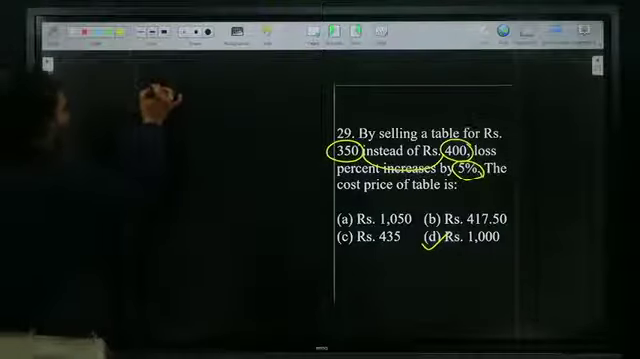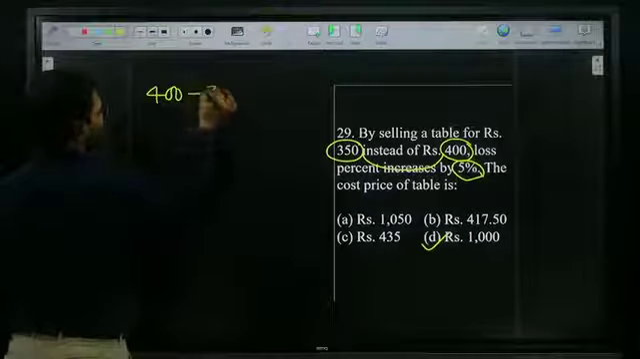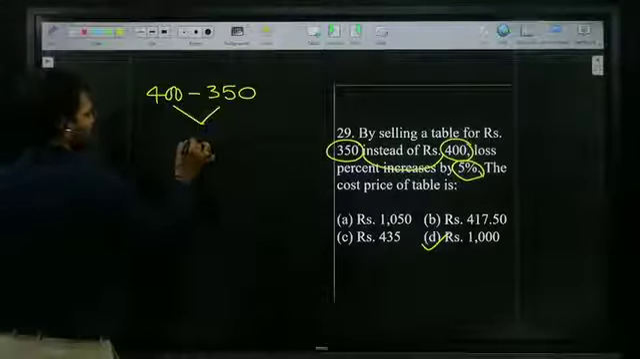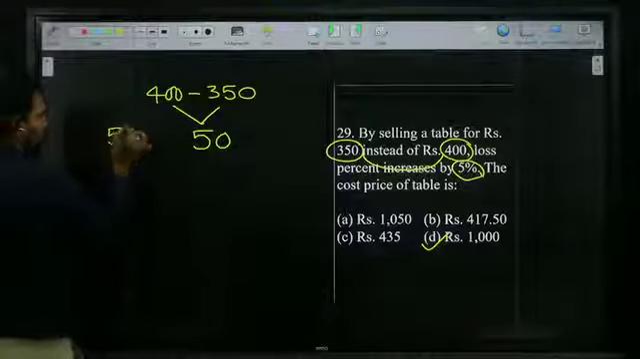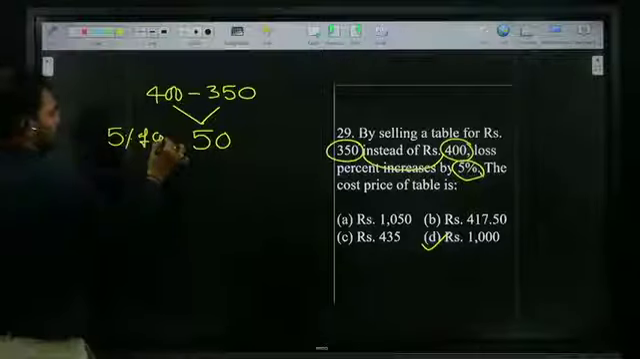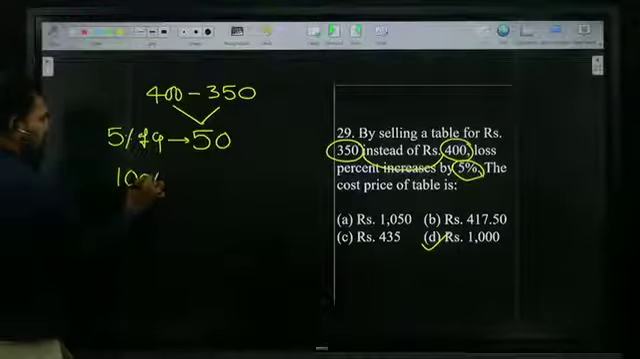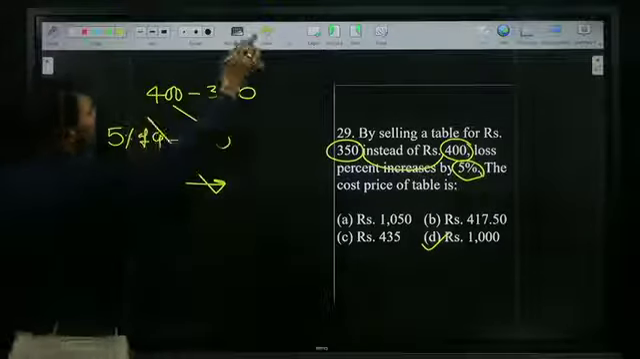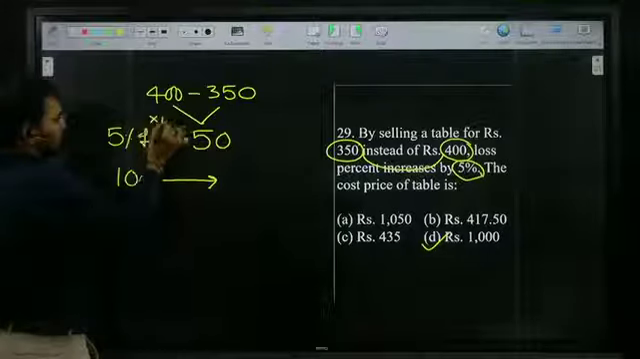So 400 rupees instead of 350 rupees. The difference is how much? 50. 5% of CP is nothing but 50 rupees. Then 100% of the CP is how much? 5 how many times? 10 times. 5 10 times 50.